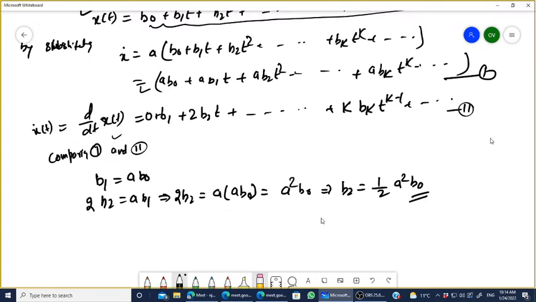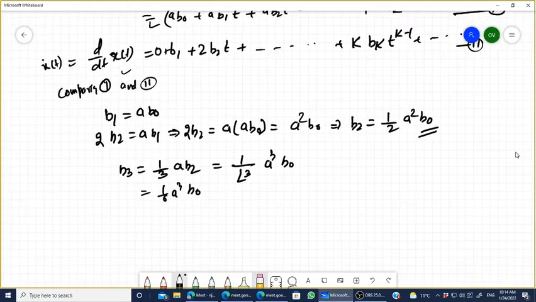In a similar way, you can write for b3. b3 becomes 1 by 3 a b2, and b2 is like this, right? So it becomes 1 by factorial 3, because this is 2, so it becomes 6, 1 by 6 a cube b naught. So it can be written as 1 by factorial 3 a cube b naught, right?